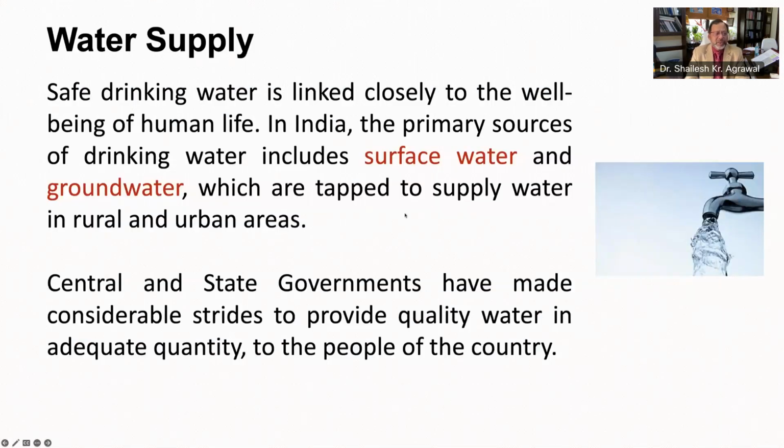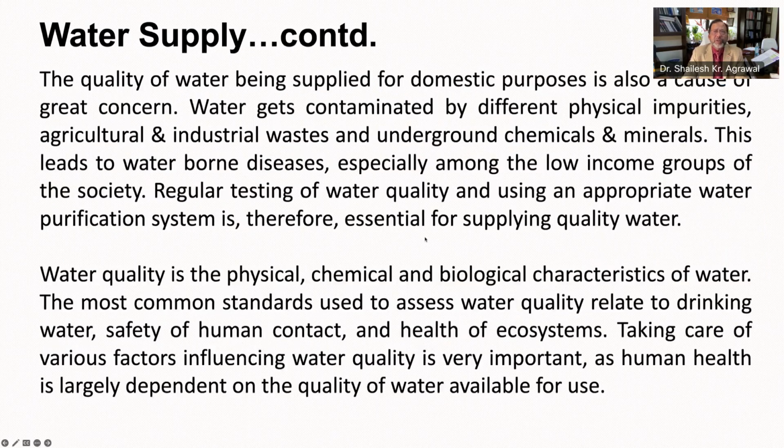Safe drinking water is linked closely to the well-being of human life. In India, primary sources of drinking water include surface water or groundwater, which are tapped to supply water in rural areas and urban areas. Mainly, central and state governments provide quality water in adequate quantity to the people of the country. The quality of water being supplied for domestic purposes is also a cause of great concern.